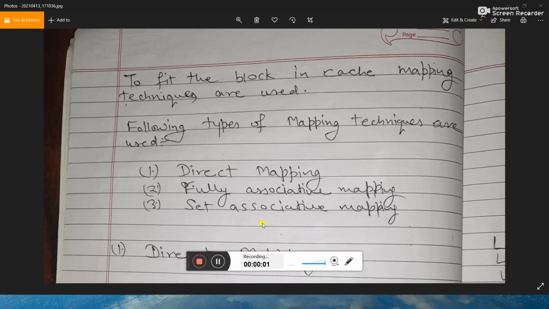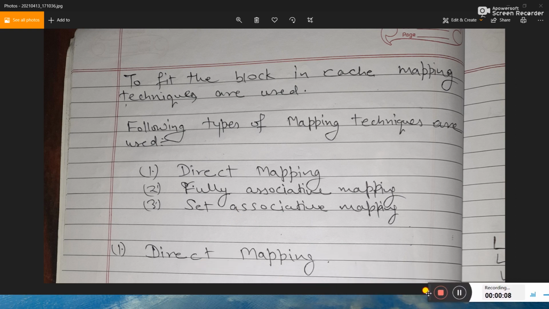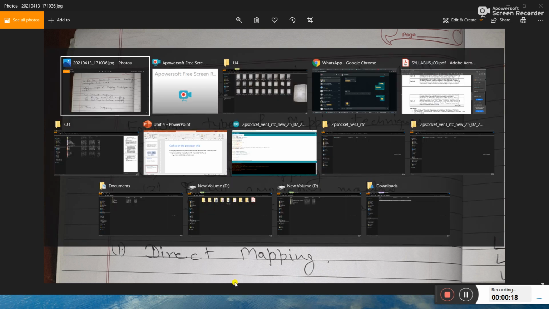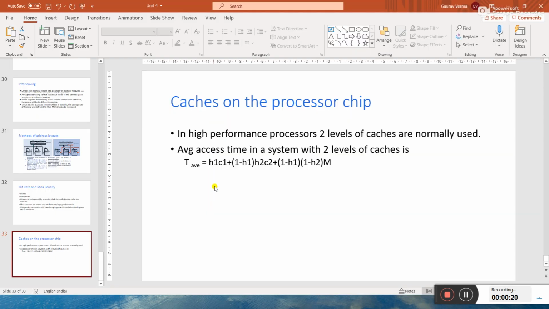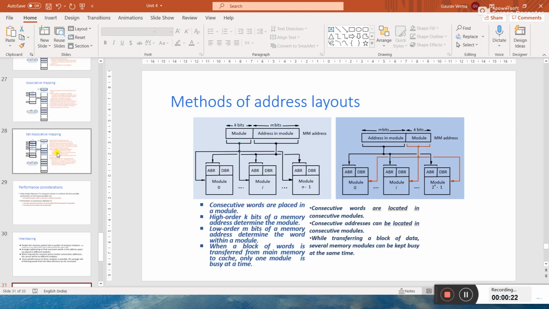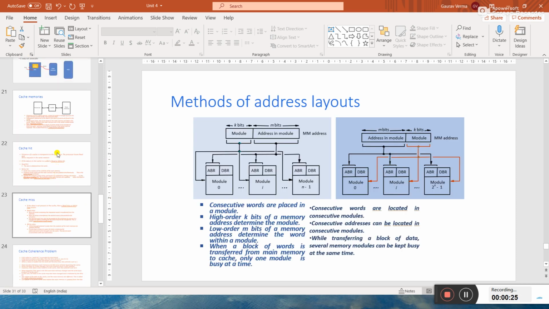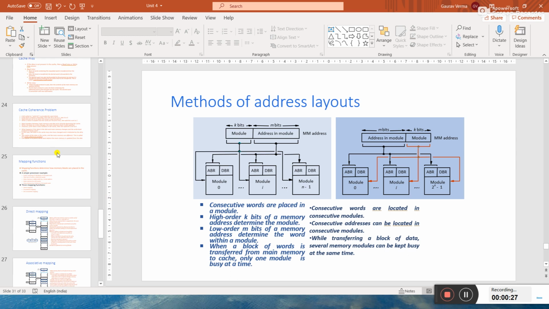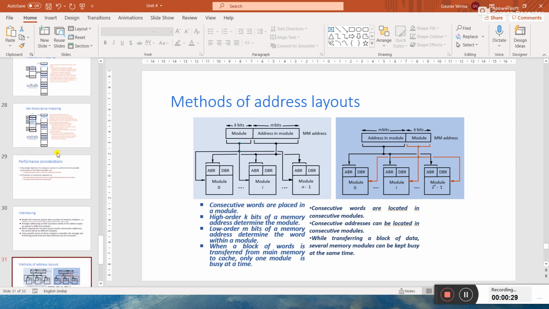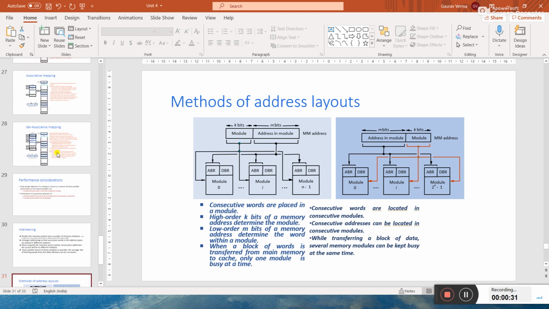Hello students. In my last lecture I told you about cache mapping, and today I will discuss the mapping structures. There are three types of mapping, and whenever we put some data in the cache memory, as we have already discussed in my last lecture, there is a mapping function. So here we have already discussed cache mapping.